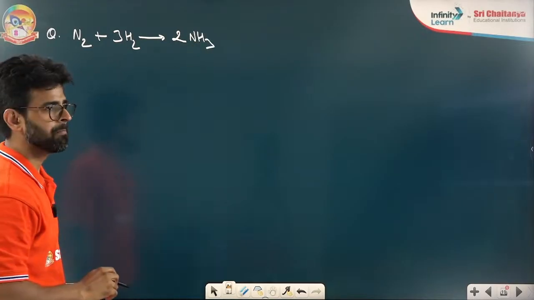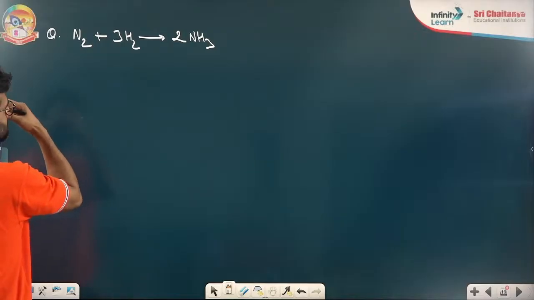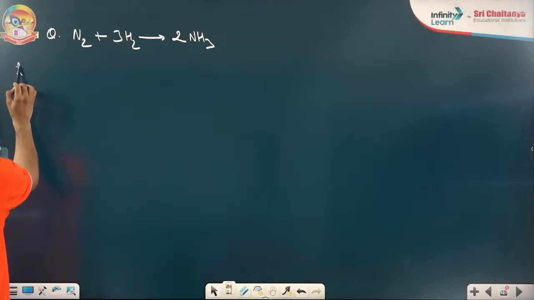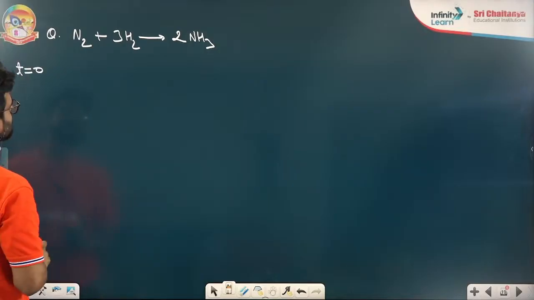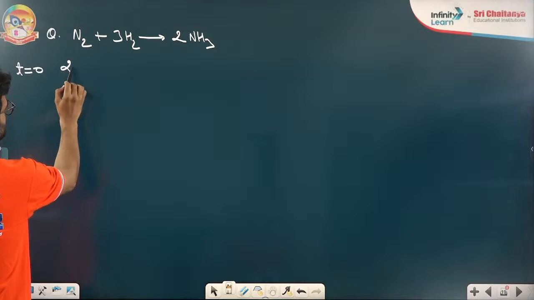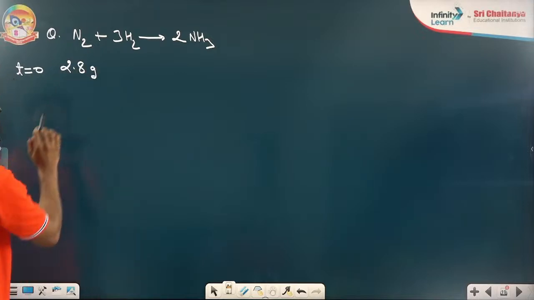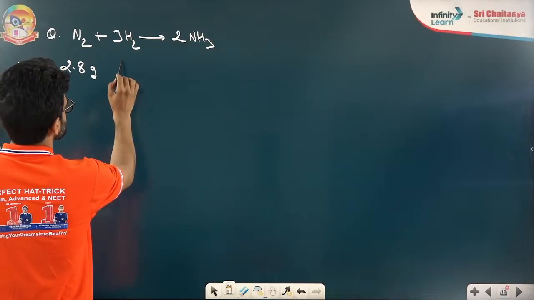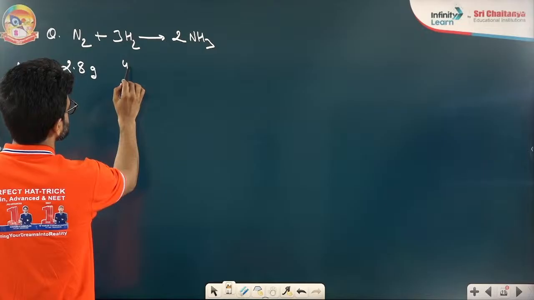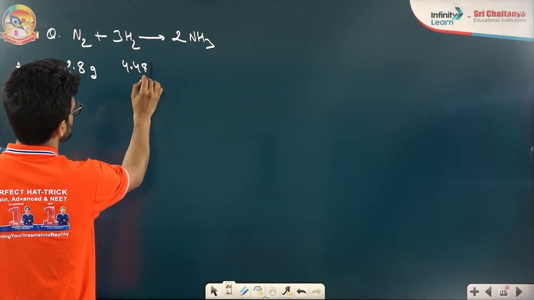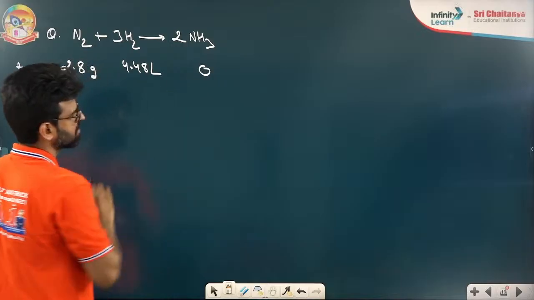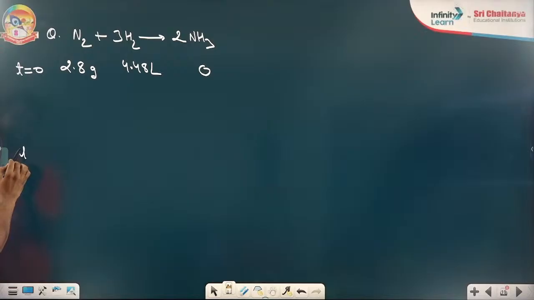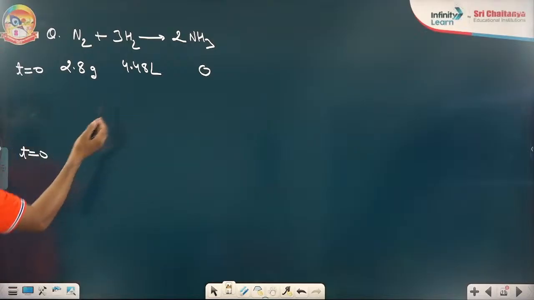Now what I am giving here, imagine at time 0, initially when I am starting the reaction, they gave me 2.8 gram of N2. And here they are giving us 4.48 liter of H2 gas. It is 0 initially. I'm leaving a little space here so that we can use this space.